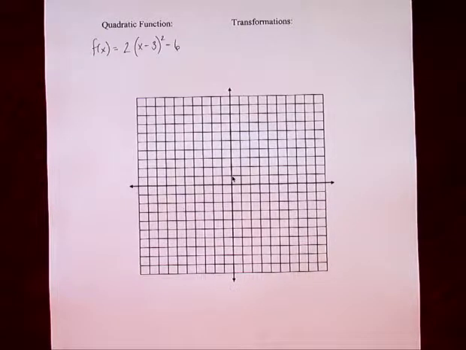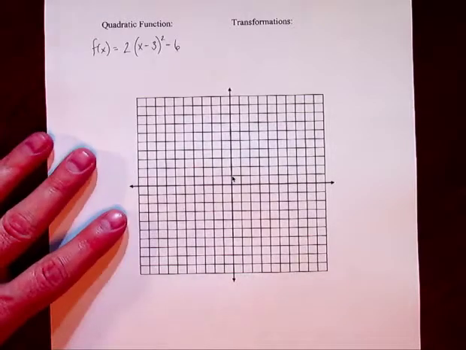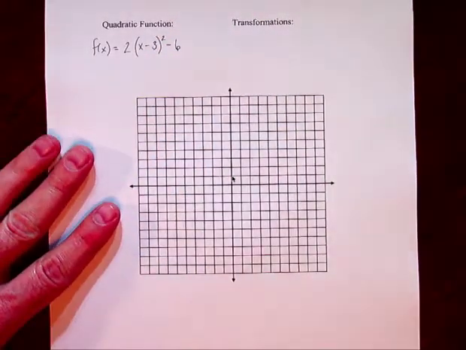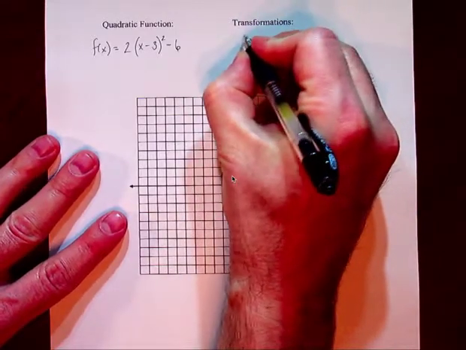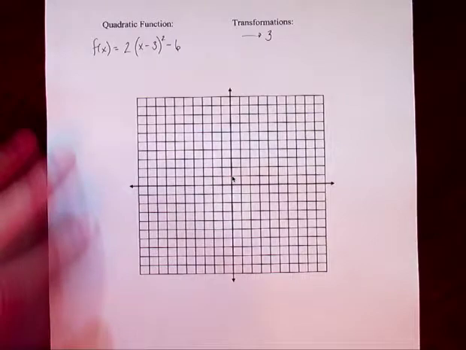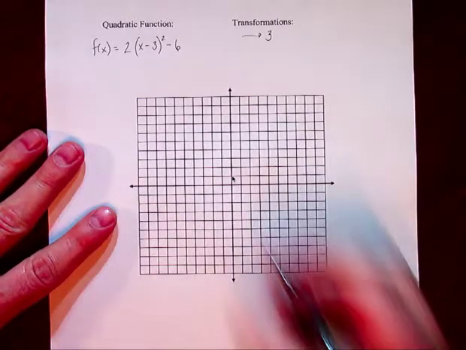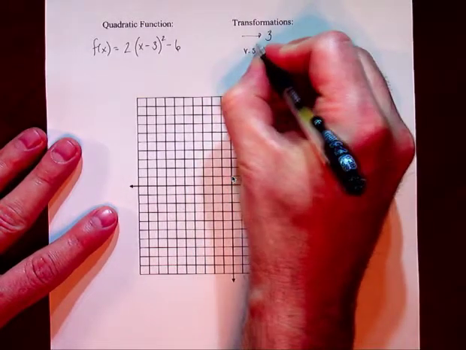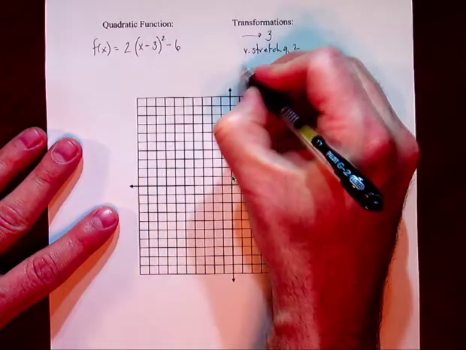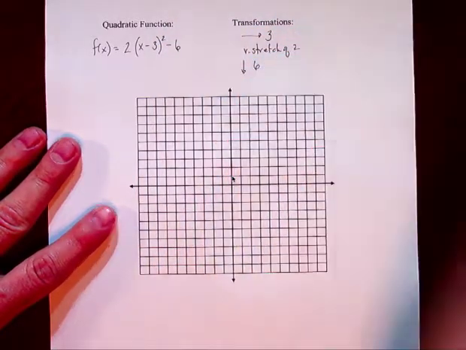Now, I have 3 transformations, and the way that I'm going to do this in order is, the first thing, if I were to plug in a number for x, the first thing that I would do is I would subtract 3. That transformation is going to take me 3 units to the right. And then I would square it, and then I would multiply it by 2. That multiplication is going to be a vertical stretch of 2. And then minus 6 is going to bring us down 6 units.